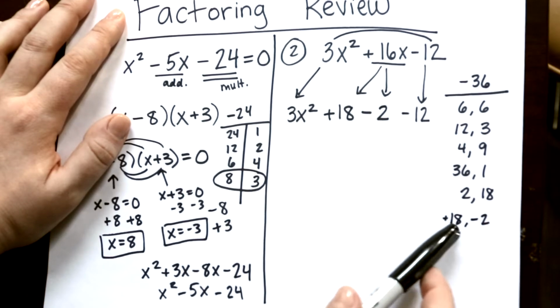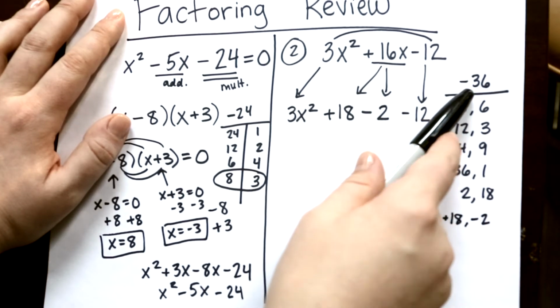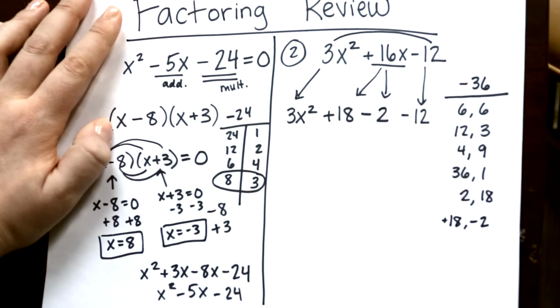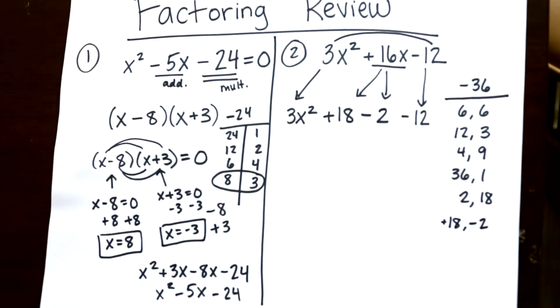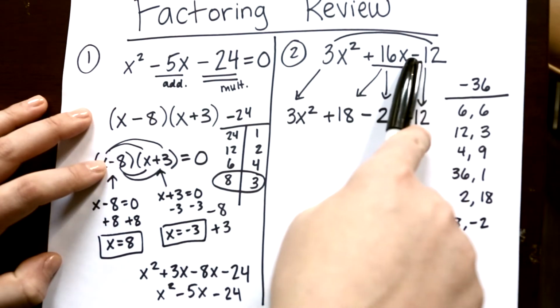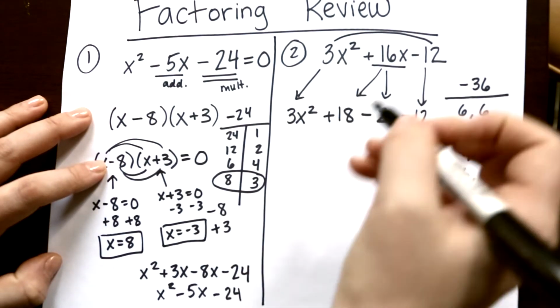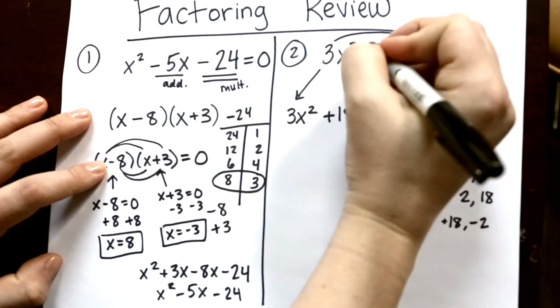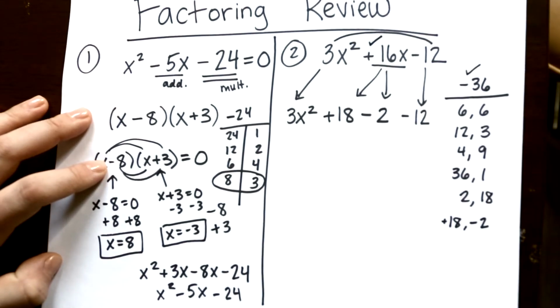Then make sure that these two numbers multiply and give you the same sign as your product. So plus 18 times negative 2 gives us negative 36, and that was our product here because we had negative 12 times positive 3. So our sign matches here and our sign matches here, so we've picked the right two numbers.